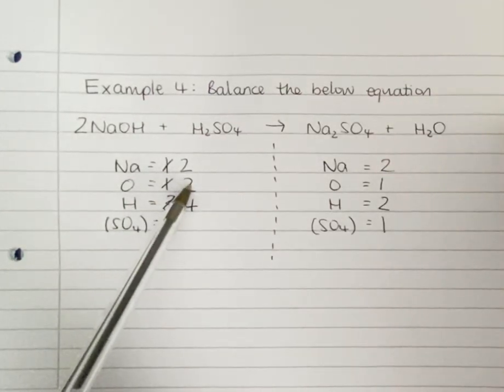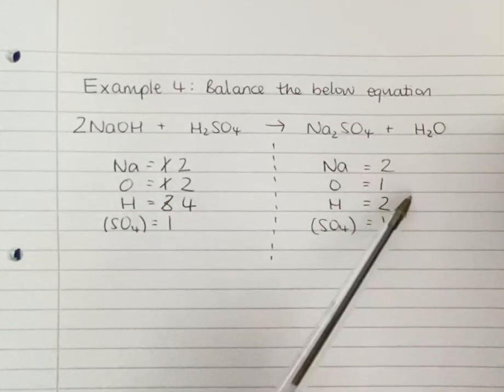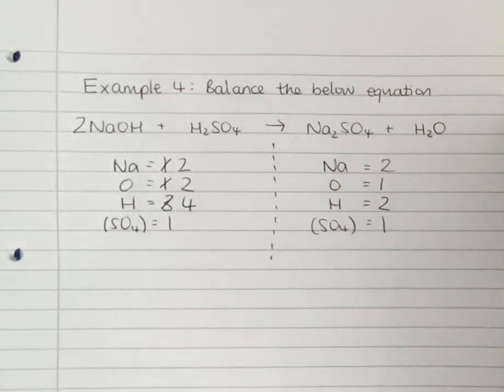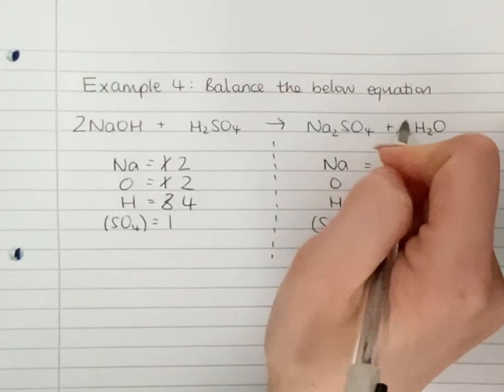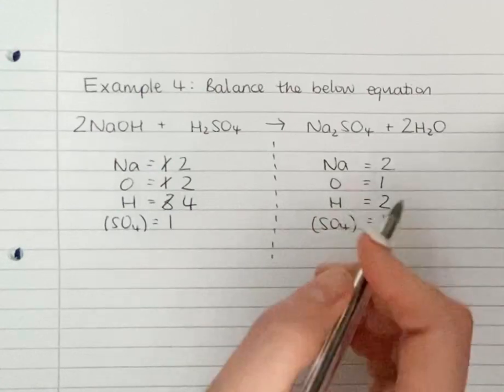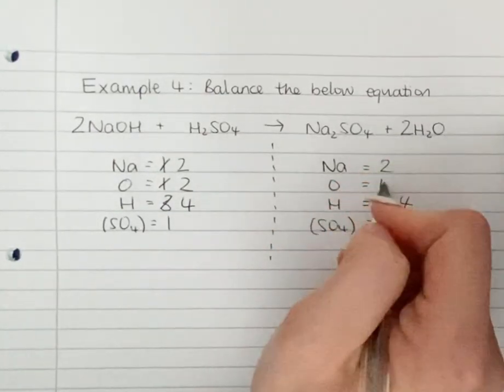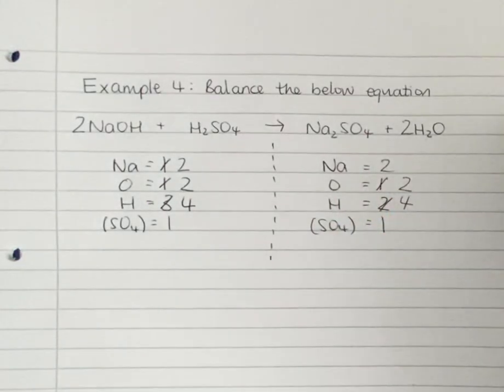We've got 2 oxygen here and 1 there, 4 hydrogen here and 2 there. So we need to times both of these by 2. Now what we can do is place a big 2 in front of our water molecule. We're now going to have 4 hydrogens, 2 times 1 oxygen, and that leaves our entire equation balanced.